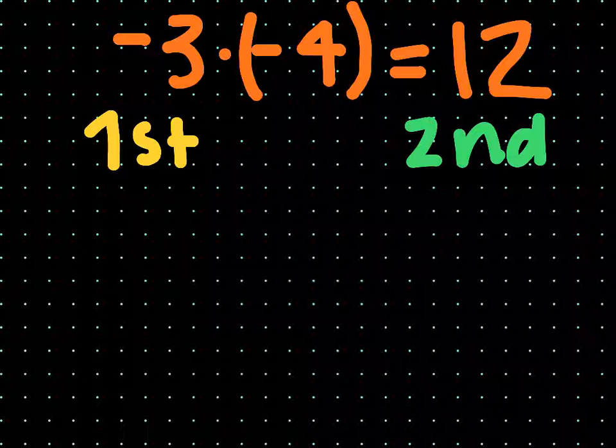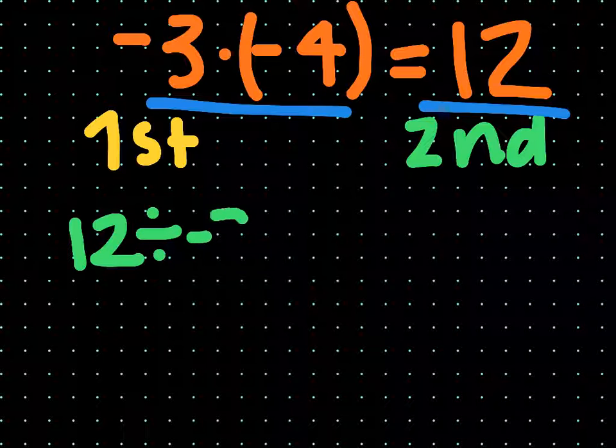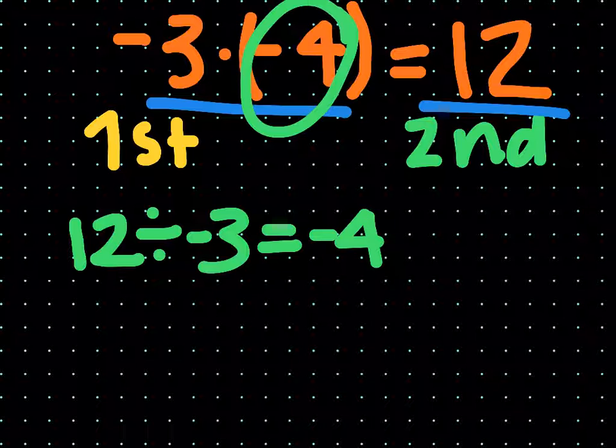Okay, so as we said before, this is the product of this, but now we're going to be figuring it into a division problem. So the first one we're going to do is 12, so we're going to take our product and put it at the beginning. And we're going to divide it by negative 3, and what would be left over? That's right, the negative 4. So that's the first way.